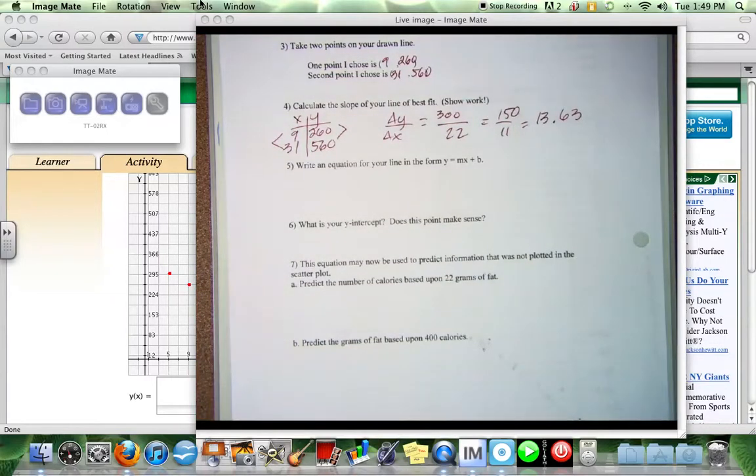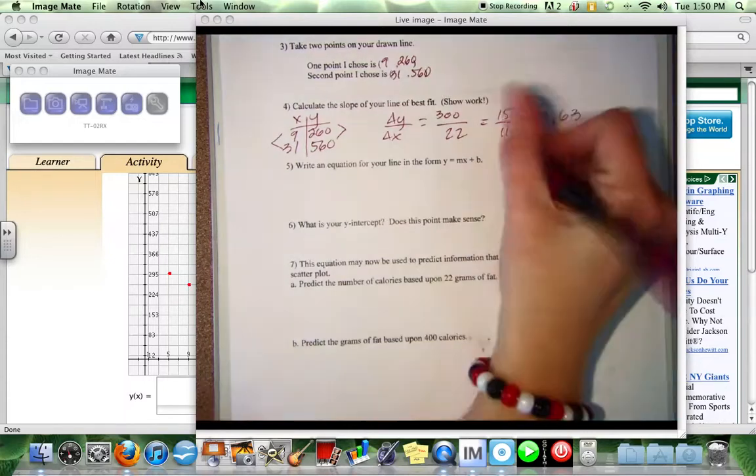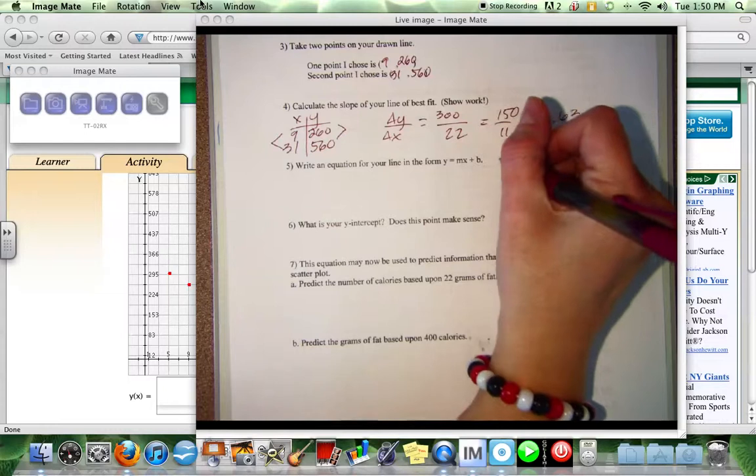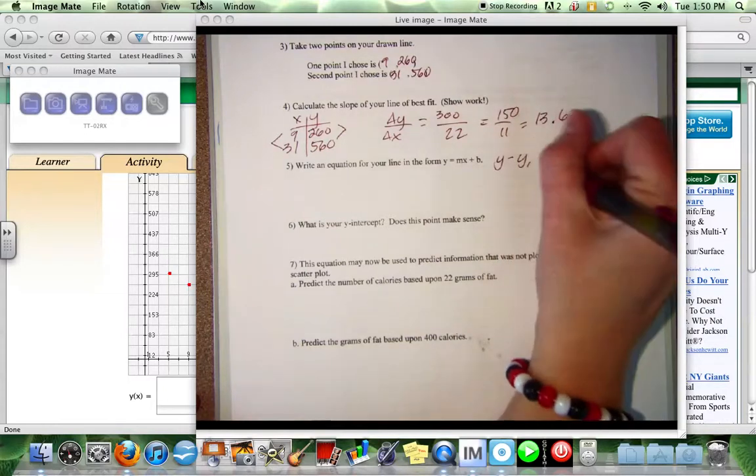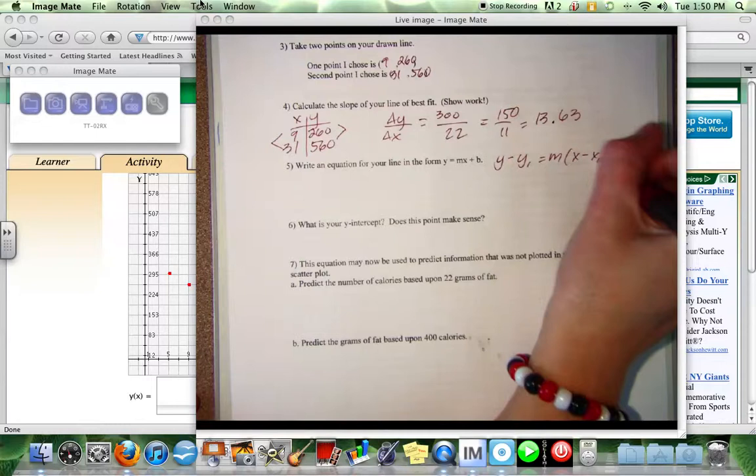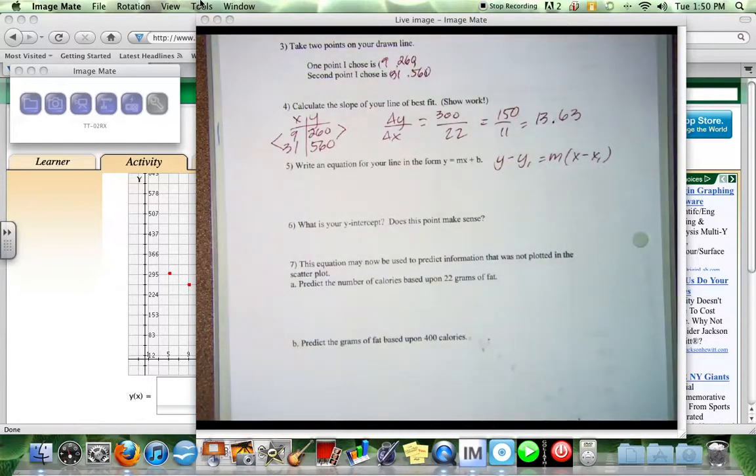All right, what's the other thing that we need in order to write our equation? The y-intercept. Yeah. We could do it 2 different ways. We could look and see where it's hitting on the front, or we could use point slope form to be a little bit more accurate by using the points that we're using for our slope.